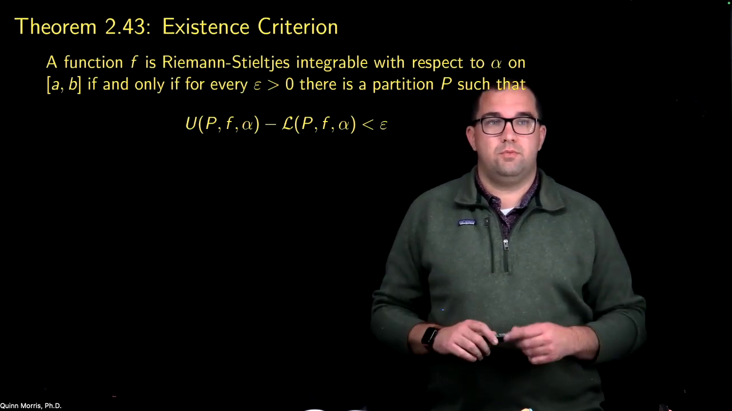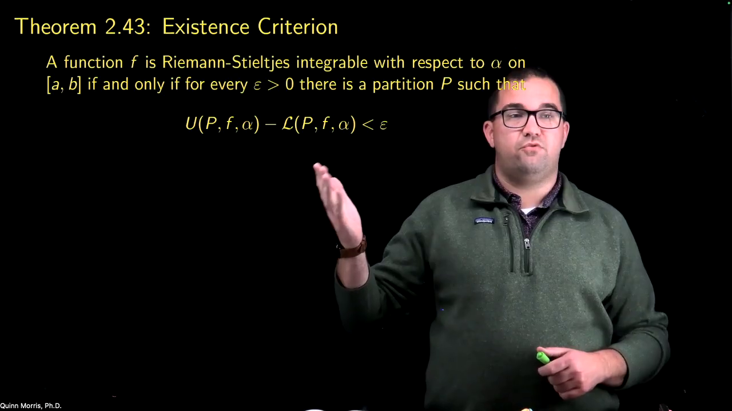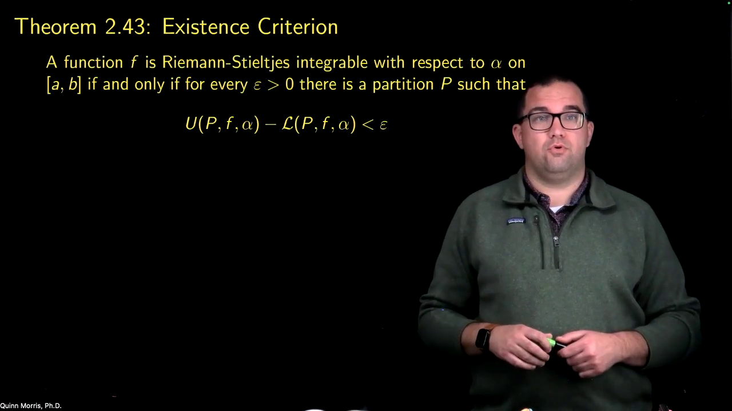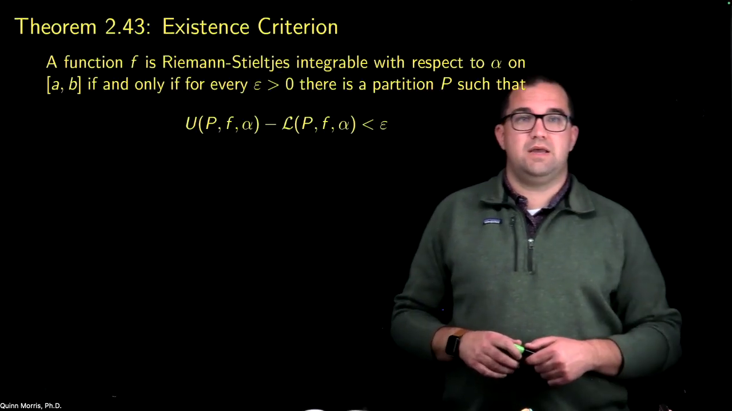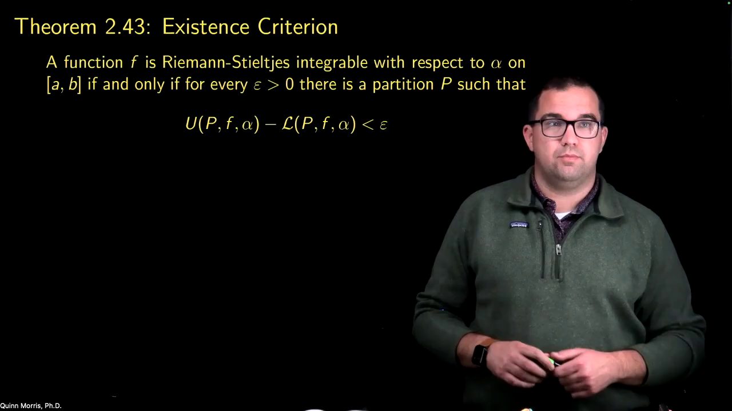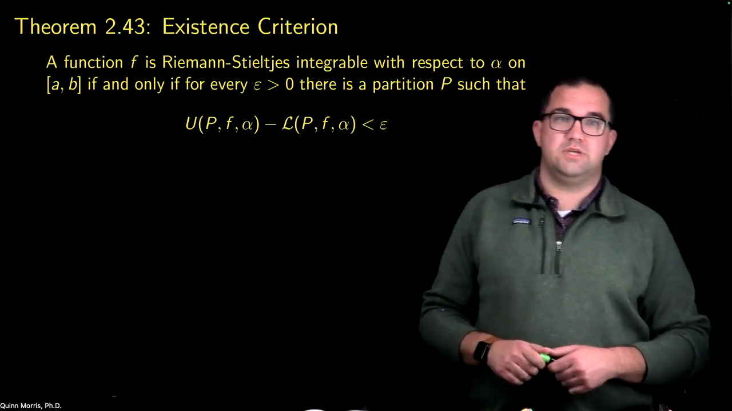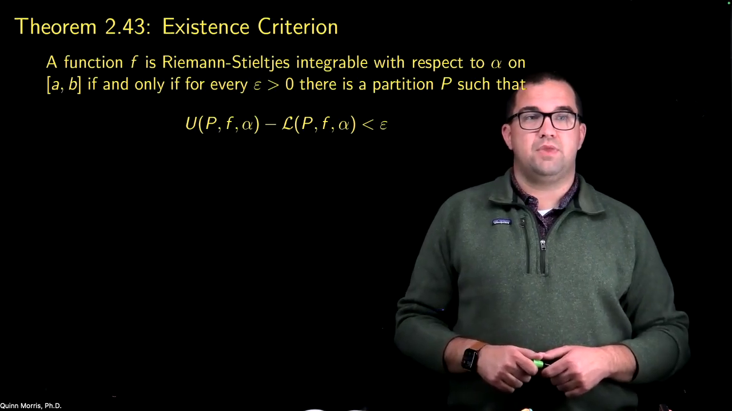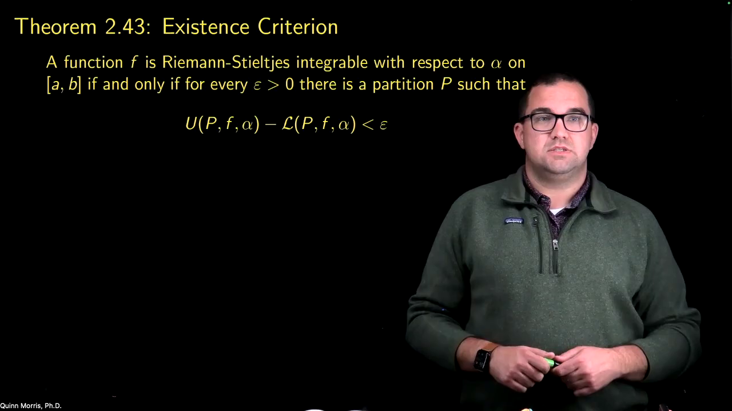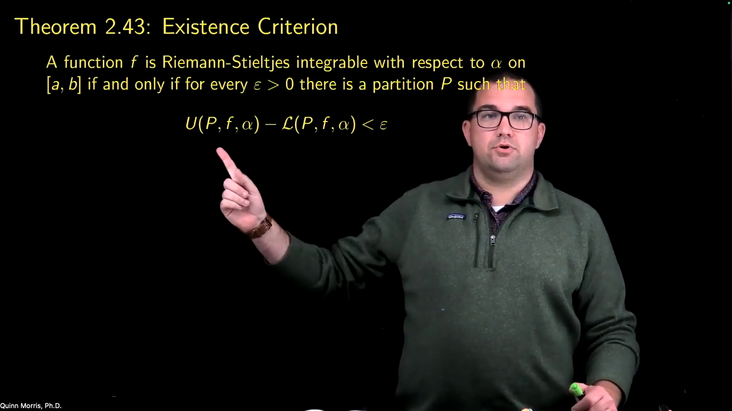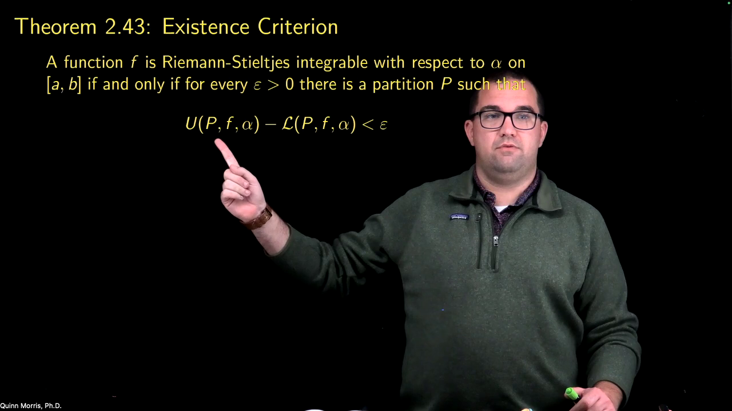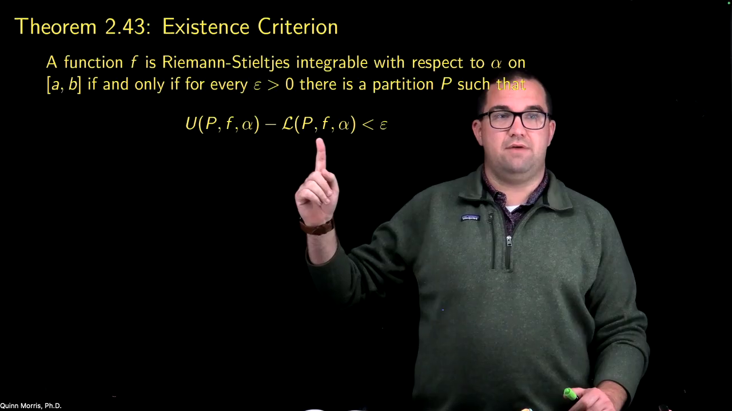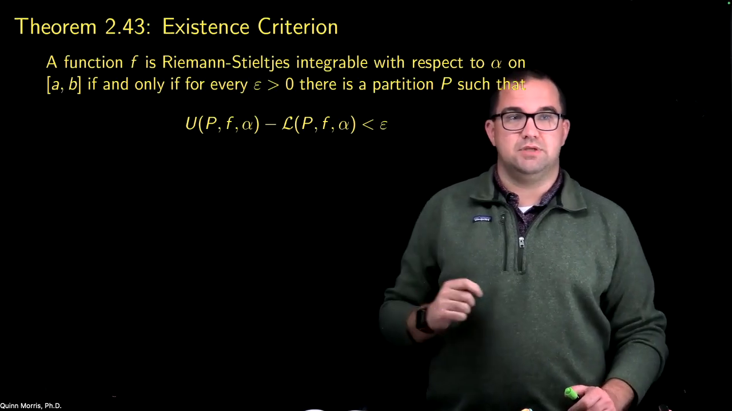So the first theorem we want to look at today, again, is a theorem for Riemann-Stieltjes integrals, which looks very similar to a theorem we had for Riemann integrals. The theorem says function f is Riemann-Stieltjes integrable with respect to alpha on the closed interval [a,b], if and only if, for every epsilon greater than 0, there is a partition P such that the upper Darboux-Stieltjes sum of f with respect to alpha minus the lower Darboux-Stieltjes sum of f with respect to alpha is less than epsilon.